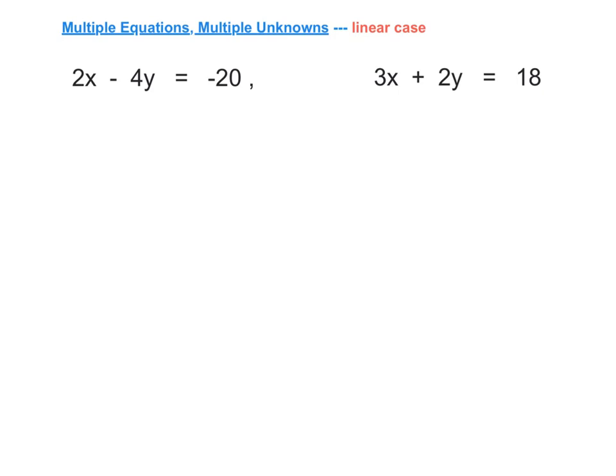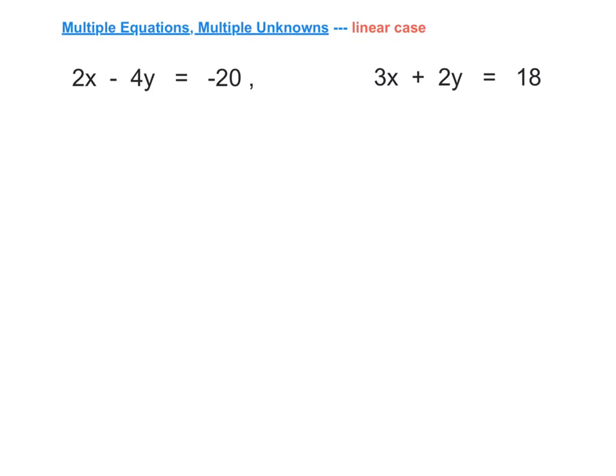The basic idea is that you take one of the equations, solve it for one of the unknowns in terms of the other, and then substitute that into the remaining equations. So for example, let me start with this equation here. I'm going to solve it for one of the unknowns. In this case, I'm going to solve it for x in terms of y. I could have, if I felt like it, solved it for y in terms of x. It won't matter. But I'm going to choose to solve this for x in terms of y.